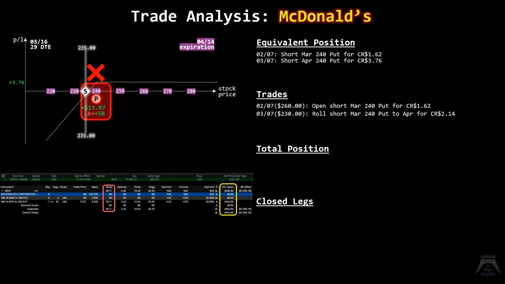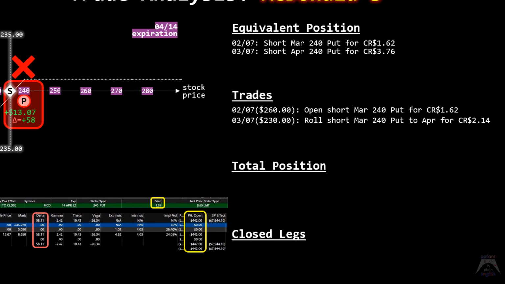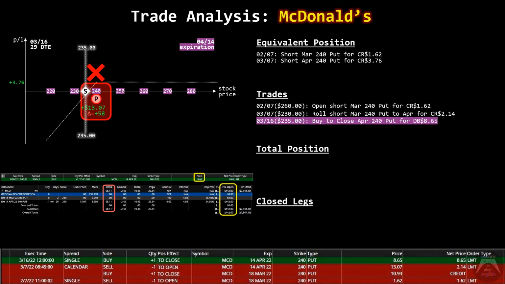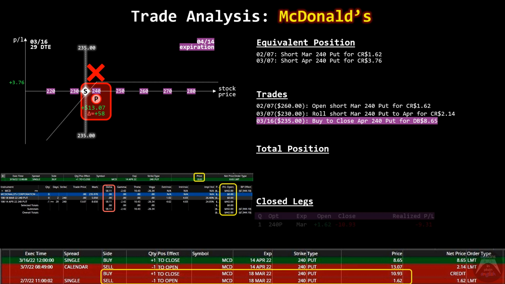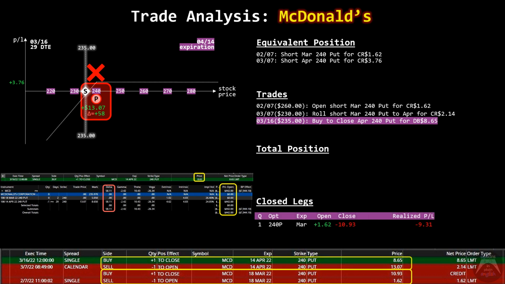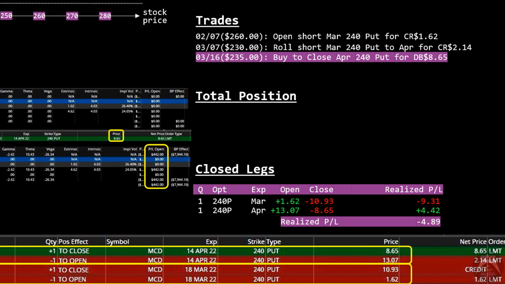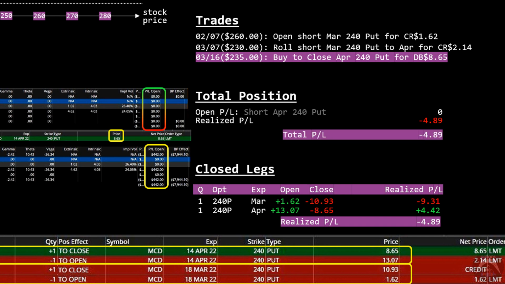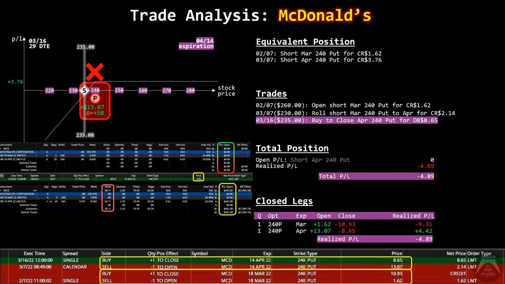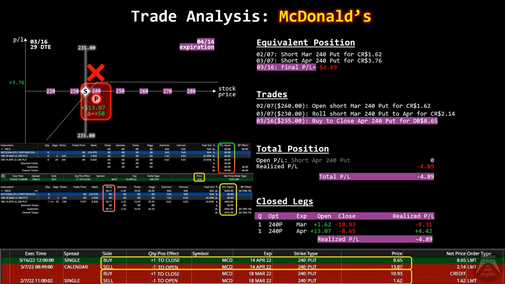After we get our order executed for an 865 debit, we have our closing trade and can now analyze all our trades to determine closed legs, since all legs have been closed out now. We can see the original we had for the March 240 put, but we can now add the one for the April 240 put as a closed leg, which results in a loss of $489 as realized P&L. Since we have no open P&L anymore, our realized P&L is our total and final P&L of minus $489, and this closes out our whole position with no remaining position left on that underlying now.